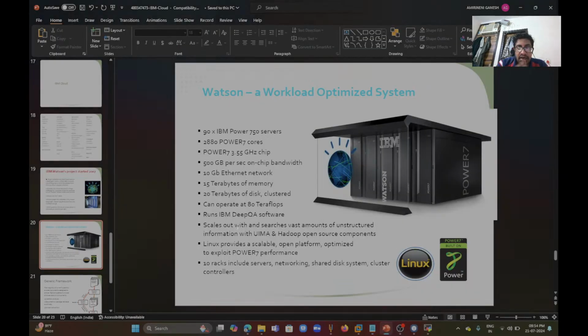Okay, and it runs to scale out such a vast amount of unstructured information, with the UI and Hadoop open components available, providing scalability and an open platform, and exploiting Power 7 performance, with 10 racks including servers and networking, a shared disk system, and clustering controls. This is Power 7. This is available, and this is the Linux support. So this is Watson.